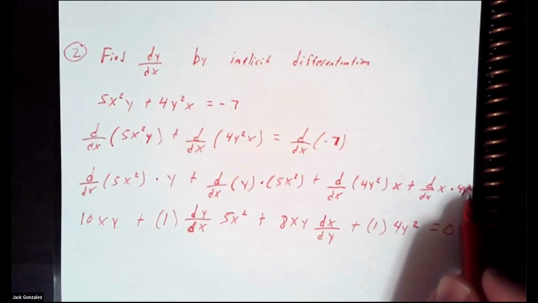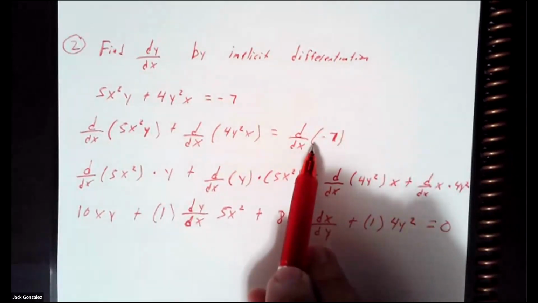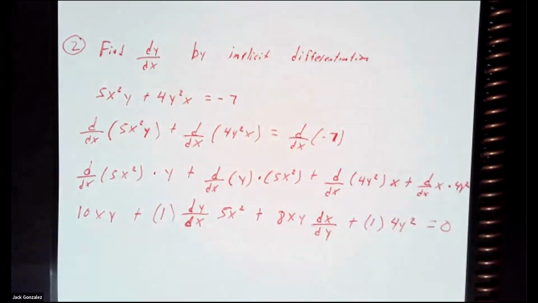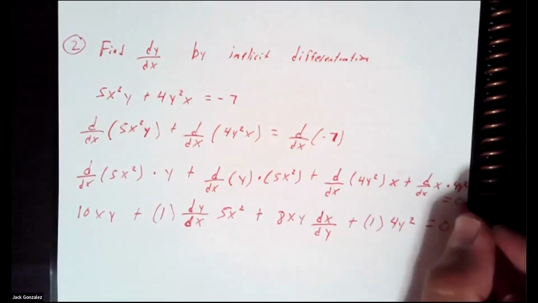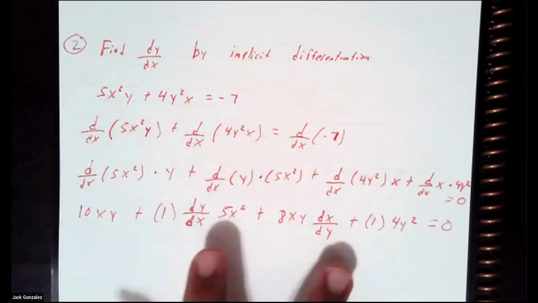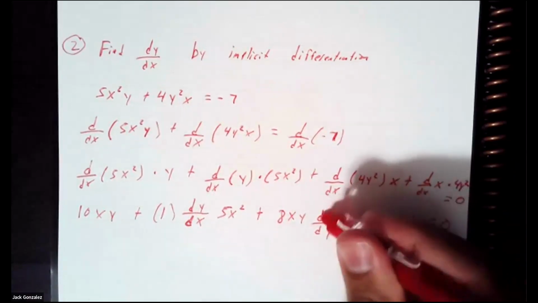I didn't write it up here, but there was a right-hand side. Derivative of this would be 0, so I'm going to put it down here. You see what I'm saying? All right. It looks like crap. They want us to solve for dy/dx. So back to basics, solving for a specific thing. Apparently I'm dyslexic.